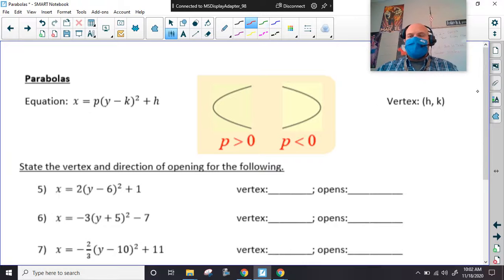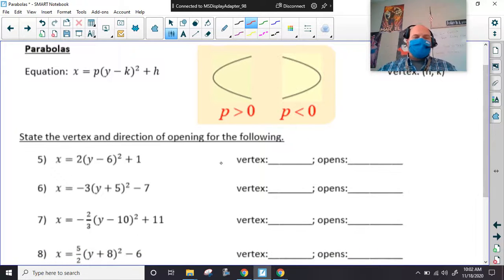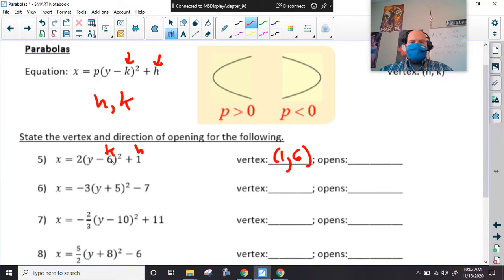All right. Remember our vertex is (h, k). Our h is out here and our k is right here. So our vertex is actually (1, 6). We do the opposite sign. Now this p value right here is 2. It's positive, so it opens to the right.